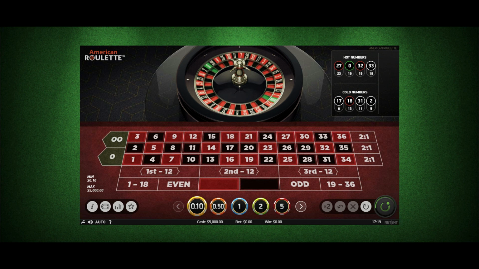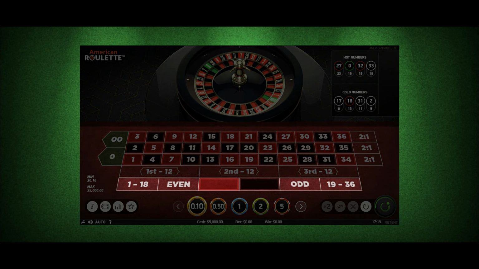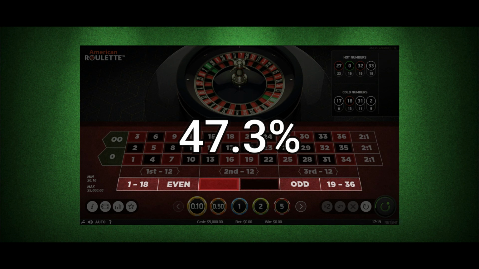Well, what it means is that each time you bet on the same space, your odds of winning are exactly the same every single time. Those 50-50 spaces will always be 47.3% no matter how many times they're landed on. What does this mean for our strategy?